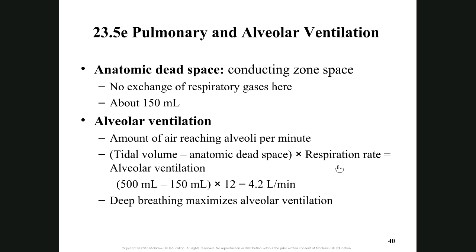So what happened here? For alveolar ventilation, you need to know the amount of air which you have in your alveoli. So if your tidal volume, the amount of air which you inhale, is 500 milliliter, and the anatomic dead space is about 150 milliliter, the alveolar ventilation is calculated by this formula: the tidal volume minus the anatomic dead space times respiration rate. And when we have deep breathing or forceful inhalation, the amount of our alveolar ventilation increases.